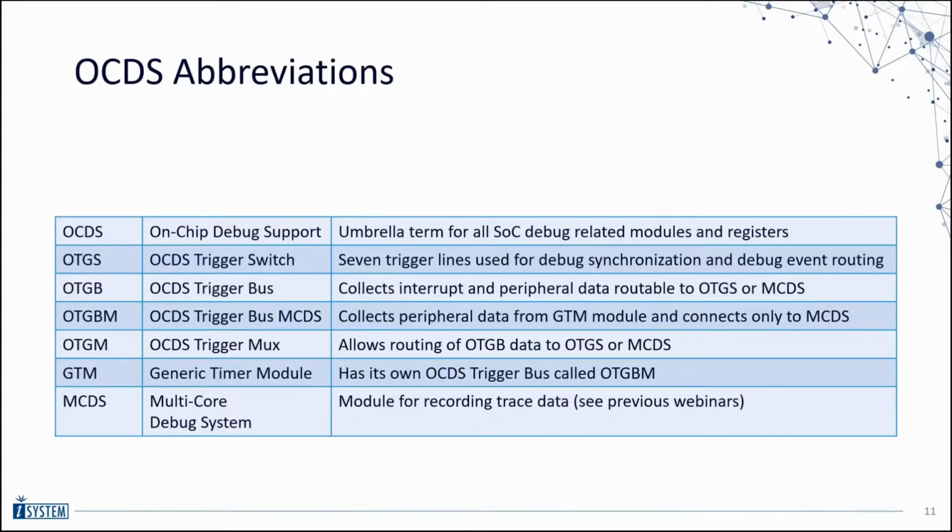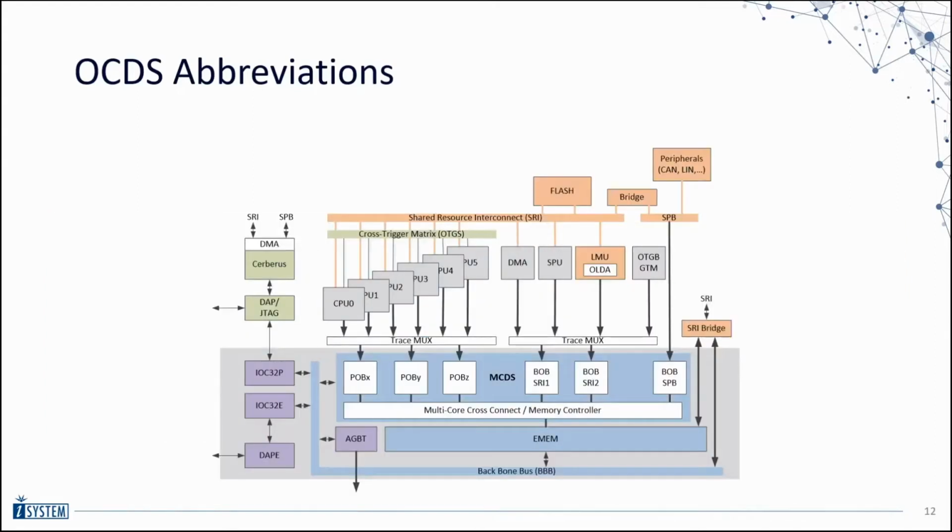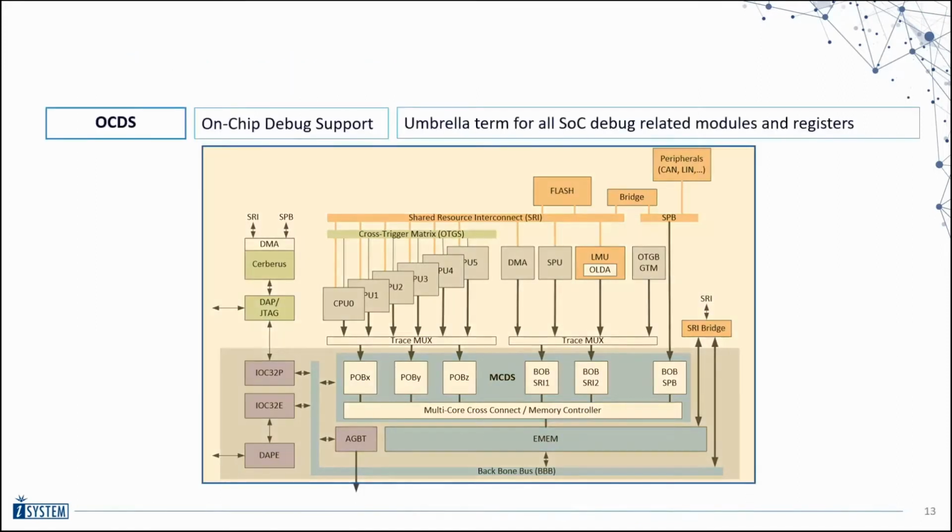Let's start by going over the abbreviations that will haunt us throughout the webinar. We have summarized all abbreviations in this table for reference, but let's go through them one by one. Firstly, OCDS stands for On-Chip Debug Support. The OCDS is not a single module, but an umbrella term for all modules on the AURIX that facilitate debugging.